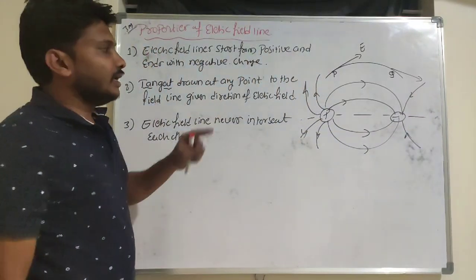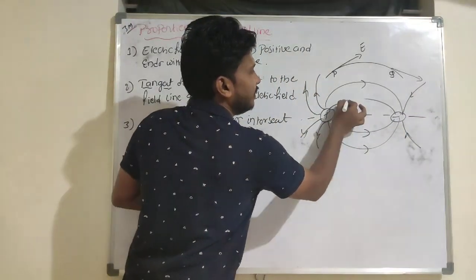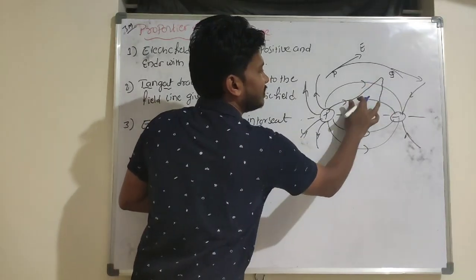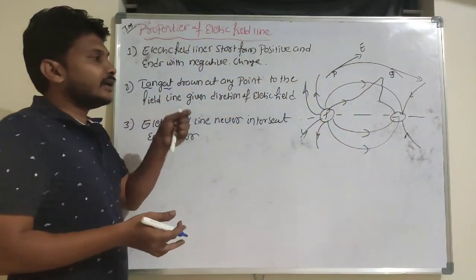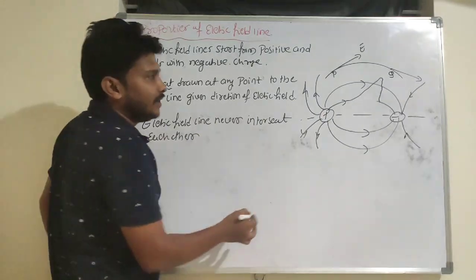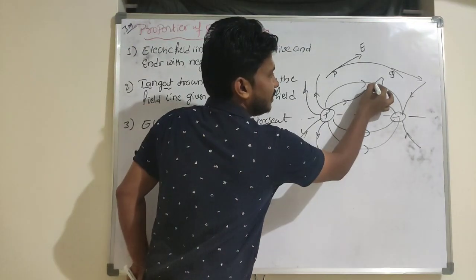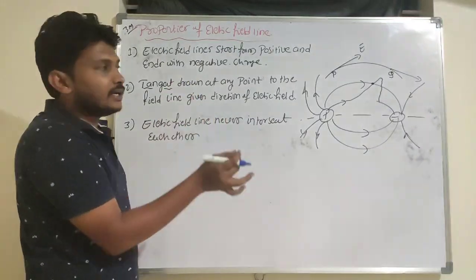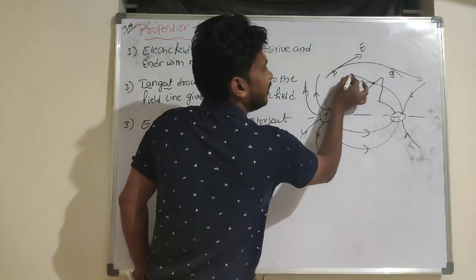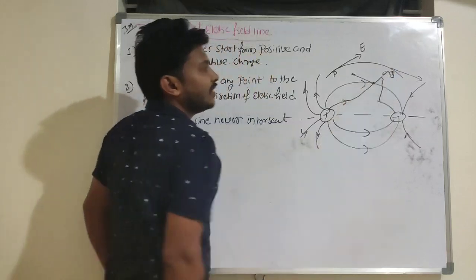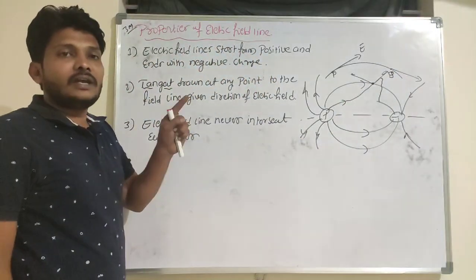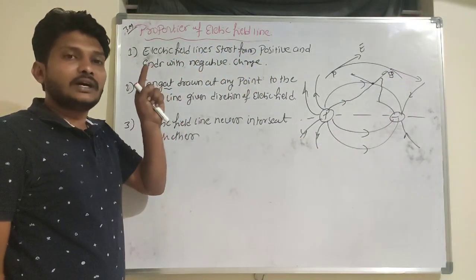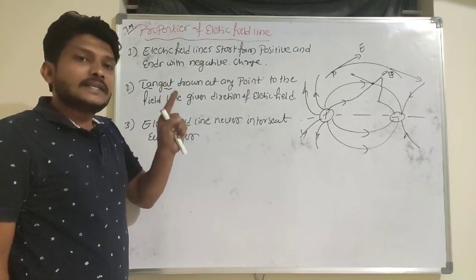Here the electric field lines are not crossing. Why do electric field lines never intersect? Because suppose the electric field lines intersect here; at the point of intersection there would be the possibility of two tangent lines. That is not possible, because an electric field line has a unique, single direction.